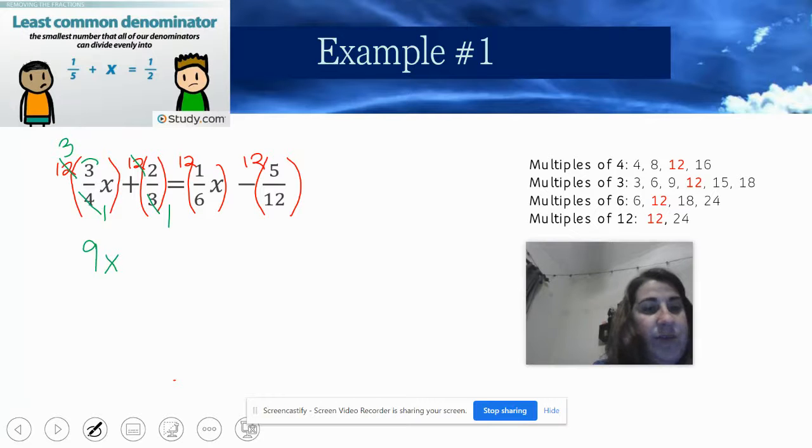We can divide both by 3. So 12 divided by 3 is 4. Now I'm going to take that 4, multiply it by that 2, and I get 8. So I'm just bringing this plus down. I'm going to bring down my equal. Do the same thing here.